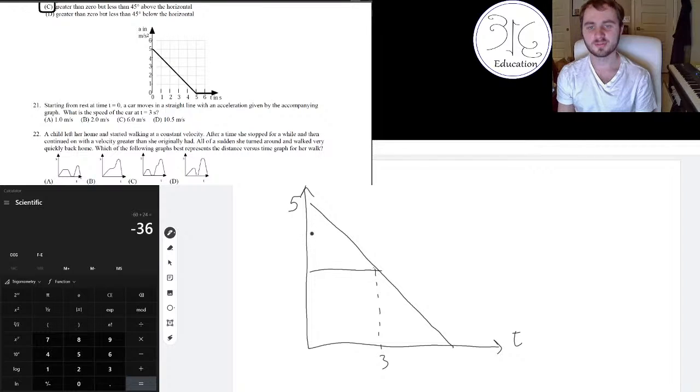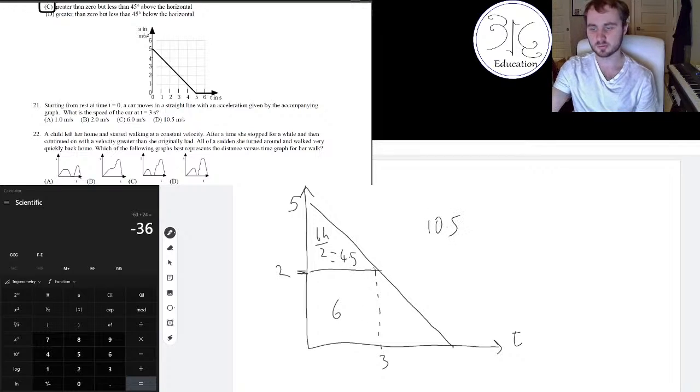But here we've got a triangle where the area is 1/2 base times height, which is going to be equal to, if we're starting above, this is like where 2 is. And then this is just going to be 2 times 3. So this is an area of 6. This is an area of 3 times 3 over 2. So that is 4.5. And then we're going to add these together, and we get 10.5 meters per second, which is D.